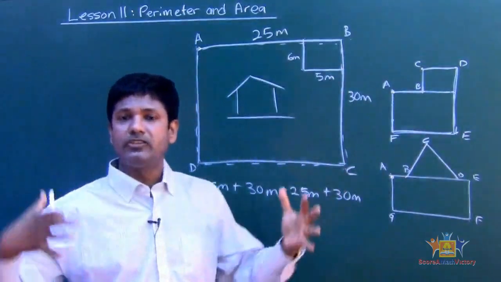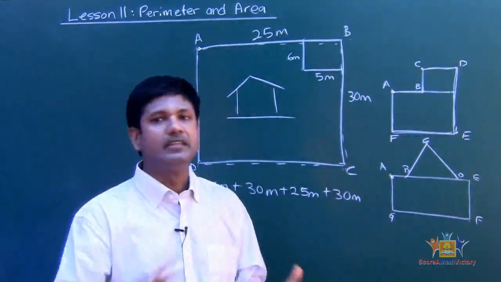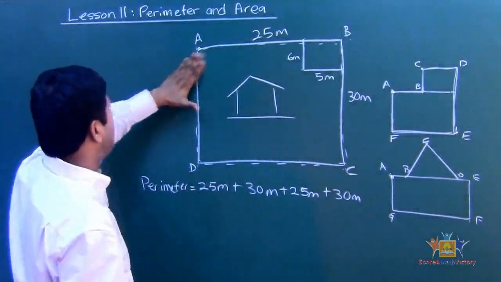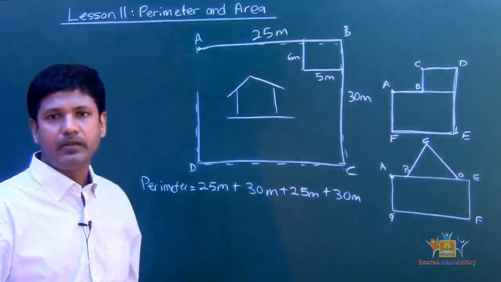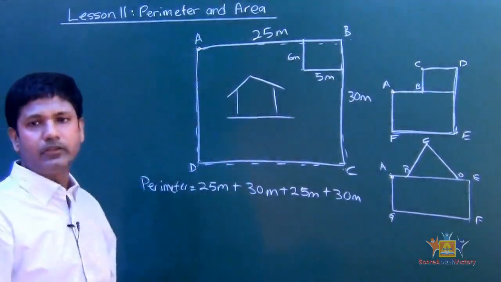So perimeter has to be a closed loop. There cannot be an open loop. If there's an open loop, it's not a perimeter. Alright? So let's say, for example, you want to keep it open right here. That means you're not finding a perimeter. Okay? It has to be closed all the way. And it's a closed loop.